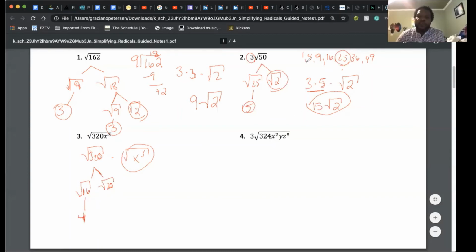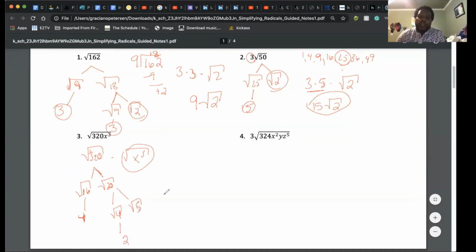So which perfect square up here goes into 20 evenly? The only perfect square that goes into 20 evenly is 4. So I have to split that into the square root of 4 and the square root of 5, because 4 times 5 is 20. What is the square root of 4? The square root of 4 is 2.